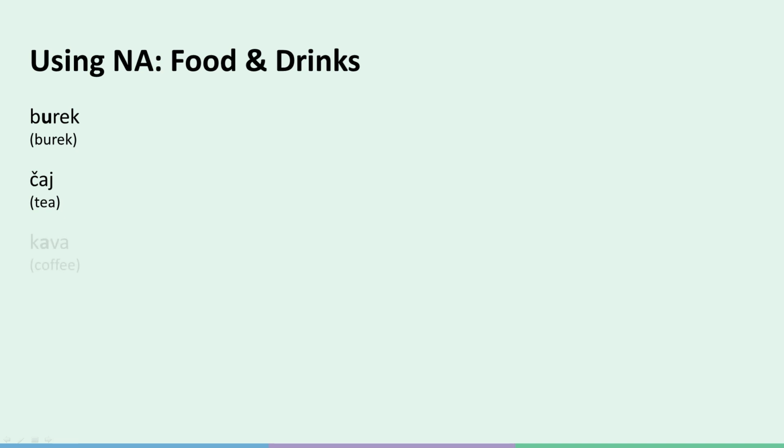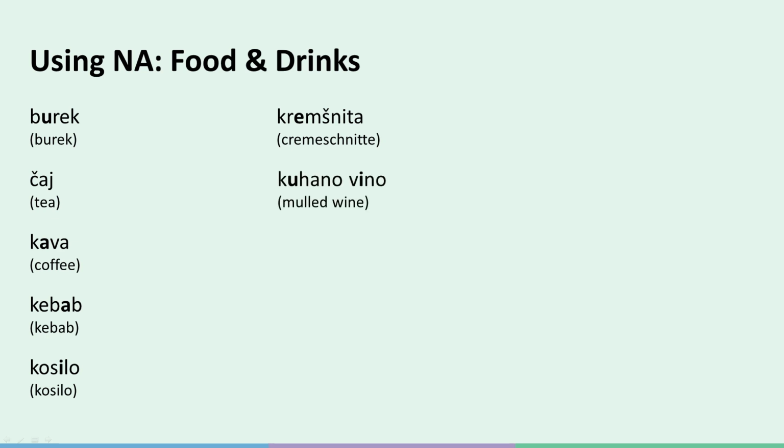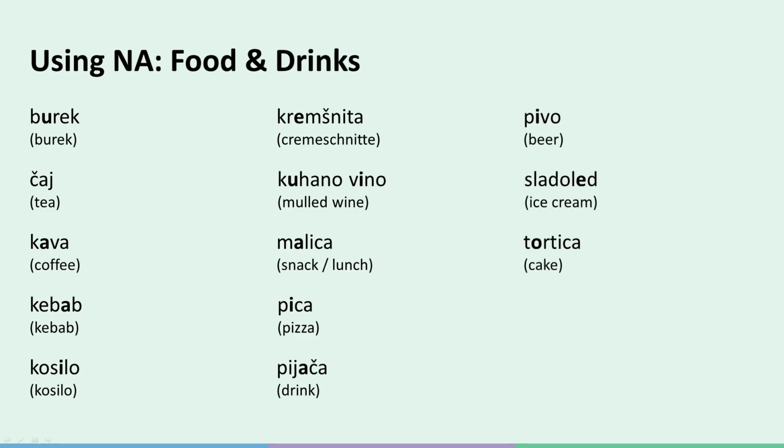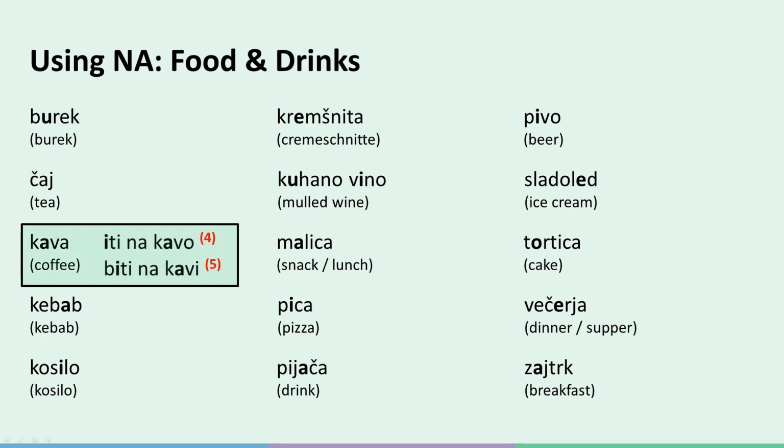Burek, čaj, kava, kebab, kosilo, kremšnita, kuhano vino, malica, pica, pijača, pivo, sladoled, tortica, večerja, zajtrk. So food and drinks, as long as it's a cafe or restaurant we're talking about, go with na. All the other rules apply as well. For example, iti na kavo is to go for a coffee, biti na kavi is to be having a coffee. Motion towards plus accusative, na kavo, and static location plus locative, na kavi.